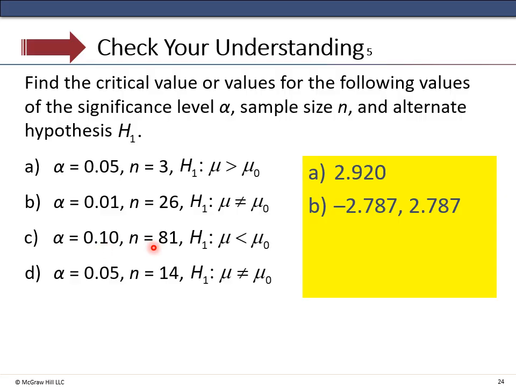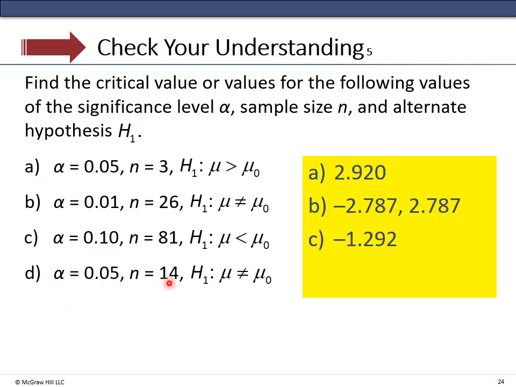Here we have n equals 81. We do have an n equals 80. We go over to 0.10. And in the table, you'll see it's 0.1292 positive. But because it's left-tailed, remember the table A3 gives us the right tail area, and we want the left one for less than. Since it's symmetrical, it's just the negative version of that.